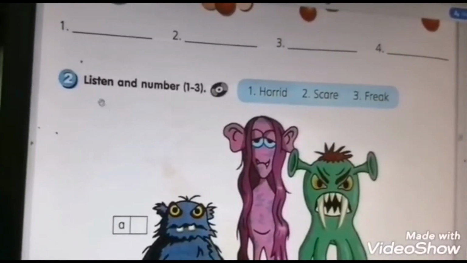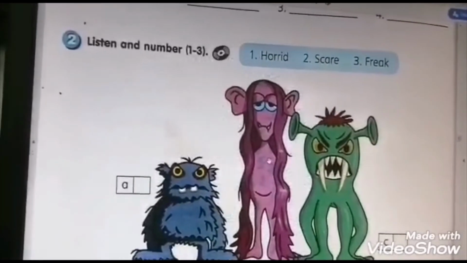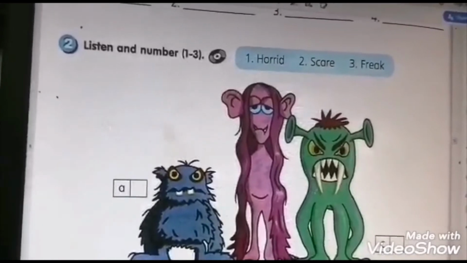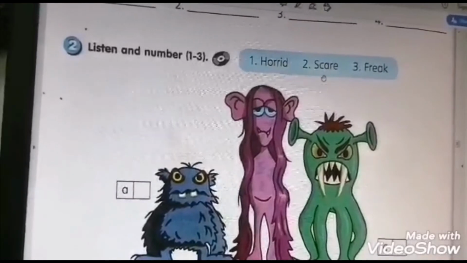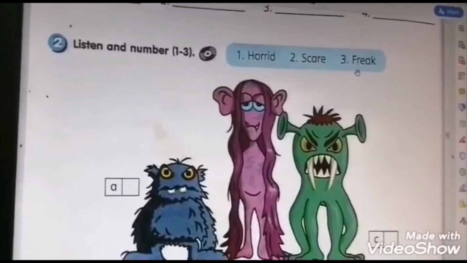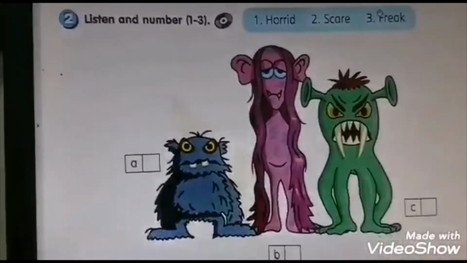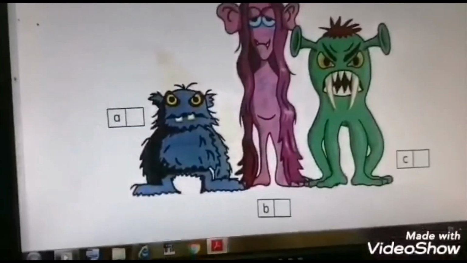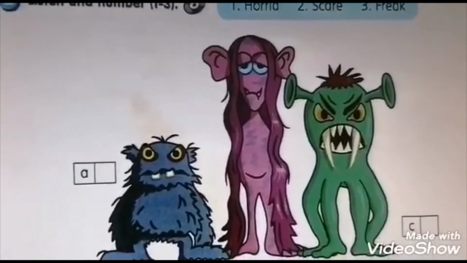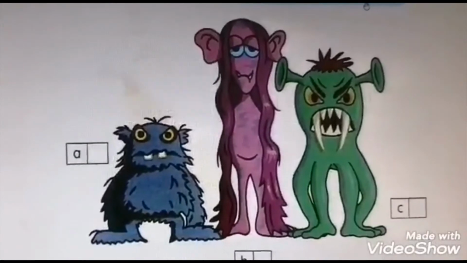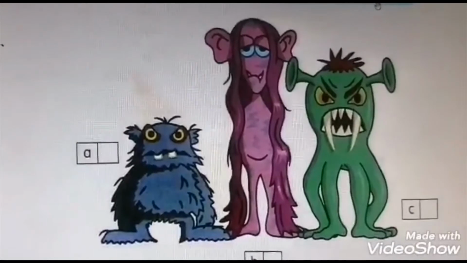Now let's have a look at activity 2. Listen and number. What can you see in this picture? As you can see, there are 3 monsters. Number 1, Horrid. Number 2, Scare. And number 3, Freak. I'm going to play the CD. Are you ready for listening? You have to listen and number as you listen to the descriptions of the monsters. Let's listen together.